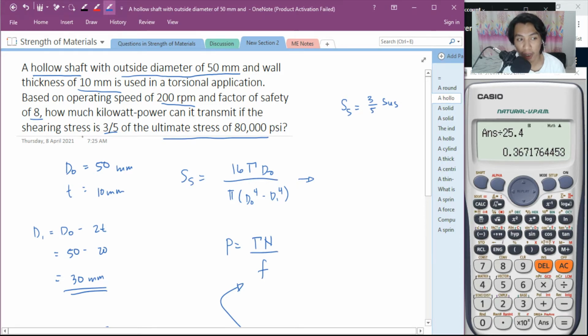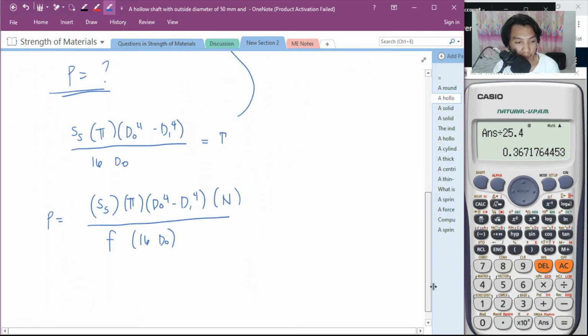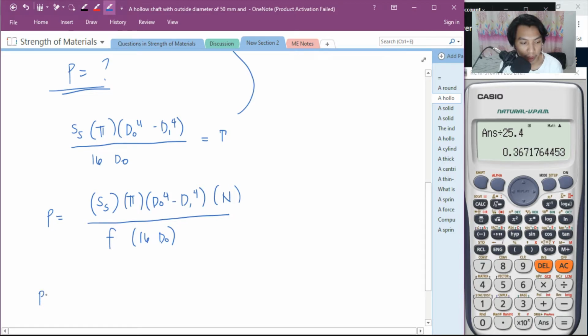Hindi na kasi binigay na yung shearing stress that is 3/5 of the ultimate stress na 80 PSI. Binigay na ito eh. Okay? Kasi kung design stress, gagamitin mo talaga yung SUS divided by FS. Kaya lang hinahanap kilowatt power based on shearing stress. If the shearing stress, okay? Based on the shearing stress. So, power is equal to SS niya. That is 3/5 nung 80,000 PSI.